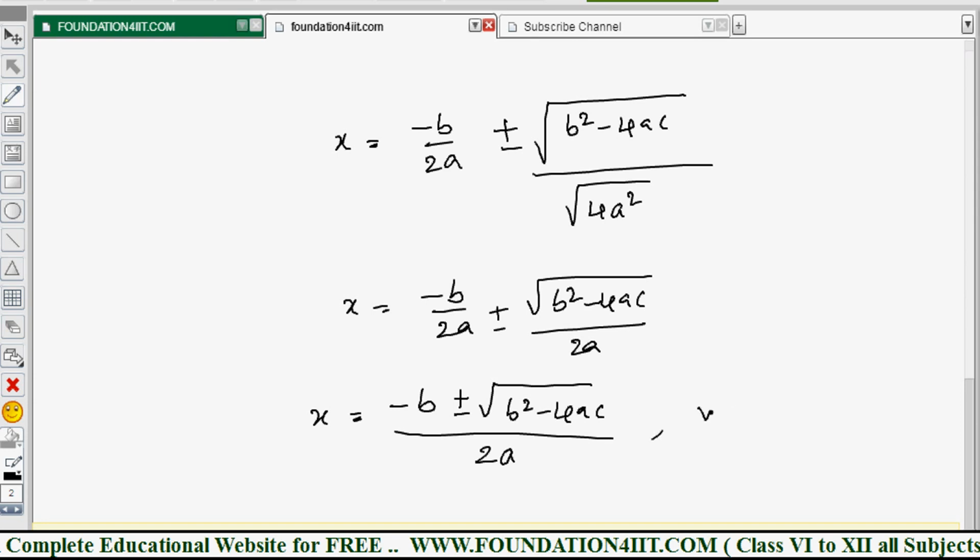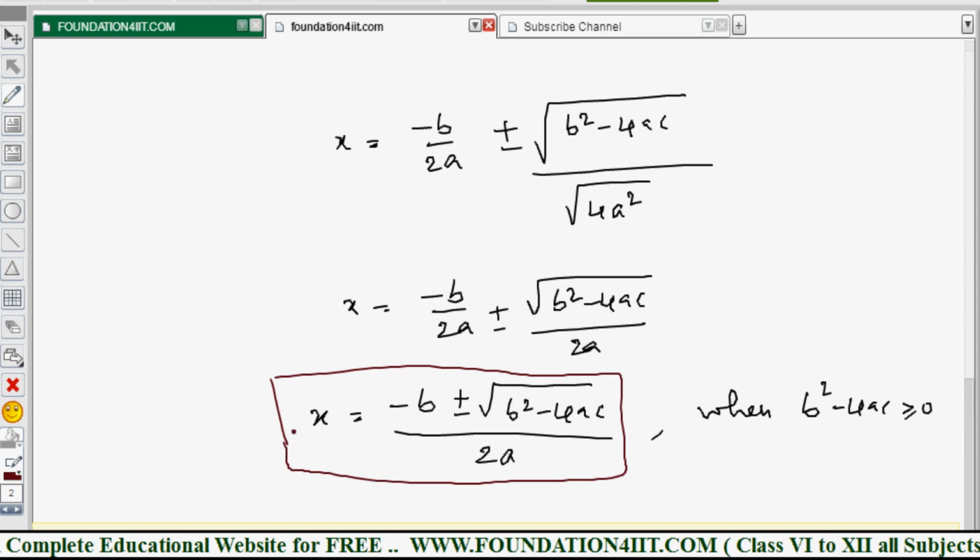Here there is a condition: b square minus 4ac must be greater than or equal to 0, because under the square root it should be a positive value, right? Once you take plus and take minus, we get the two roots. This is Sridharacharya's rule. We can apply it whenever the quadratic equations are not possible with factorization. Directly you can apply this formula and find out the roots, right?